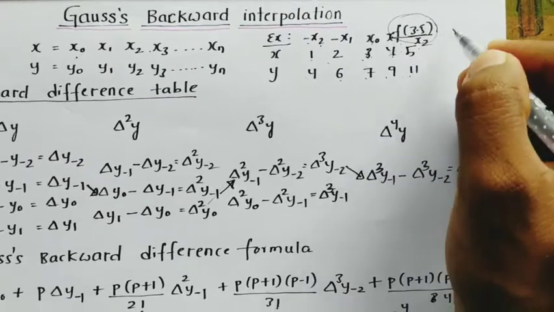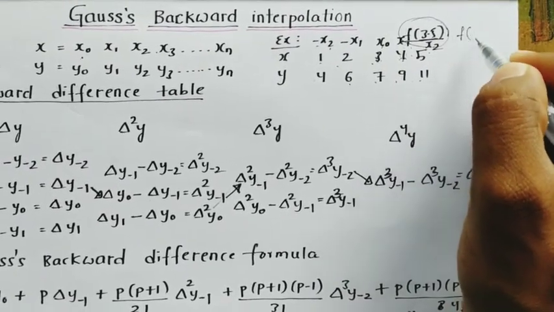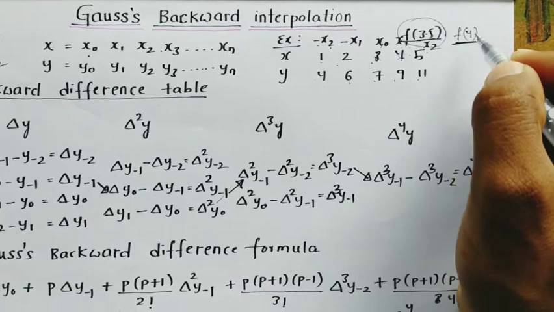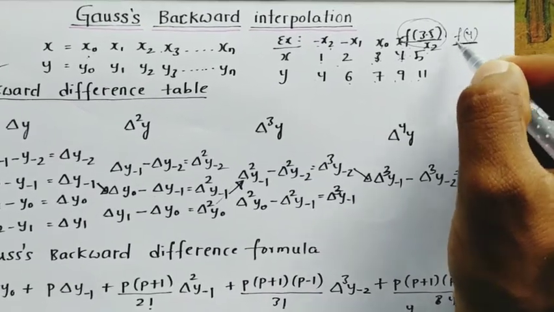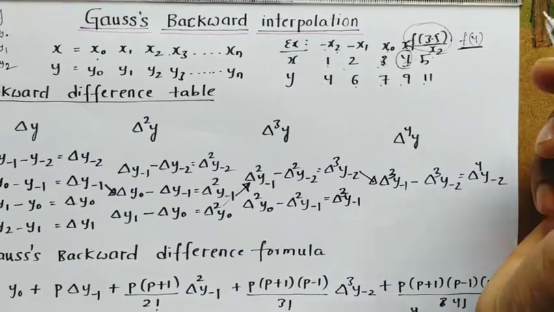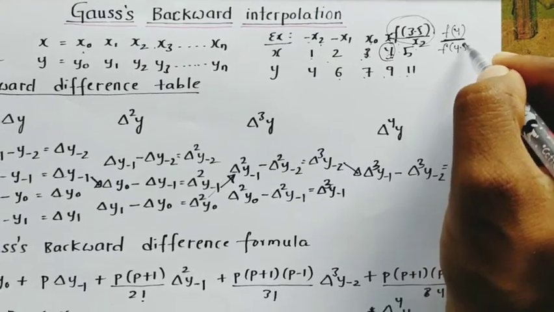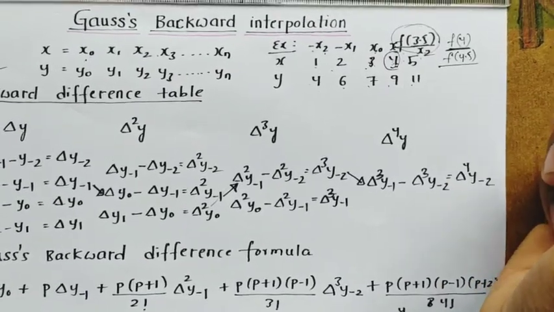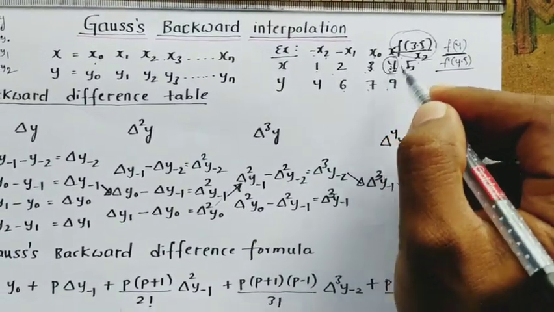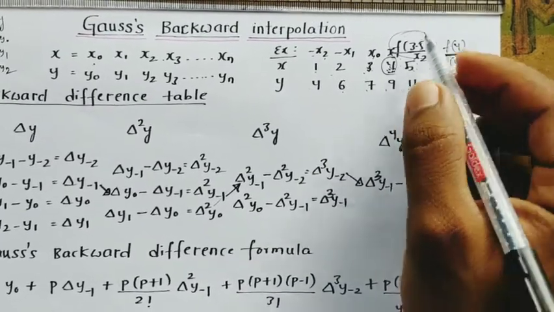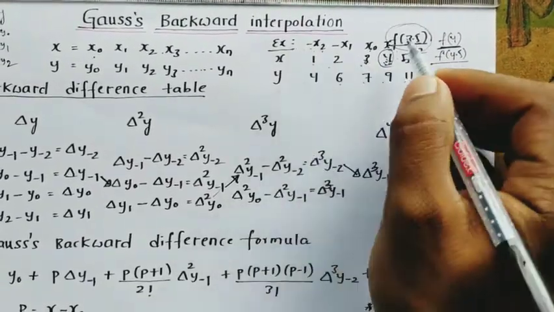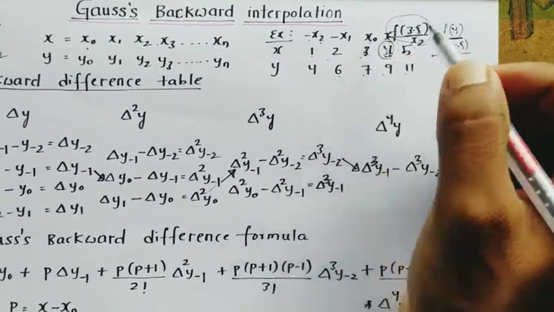For example, if the given value is 4, to find f of 4 in the given values, we take 4 directly as x0. Or for example, take 4.5. Here 4.5 is between 4 and 5, so we take 4 as x0 or 5 as x0. In this way we identify the value of x0, and the remaining values we take as x minus 1, x minus 2.